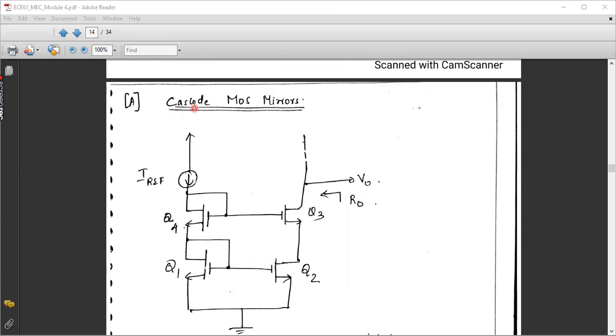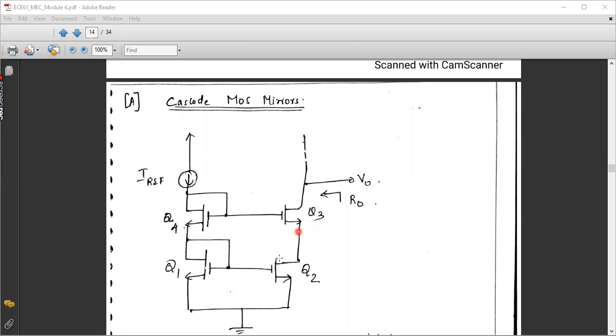So what do you mean by cascode configuration? Already we have discussed it in the third module, right? Cascode means connecting the drain and source of two transistors. That is what is called cascode. The lower transistor will act as a common source amplifier, and the upper transistor will act as a common gate. So cascoding means connecting the drain and source together.